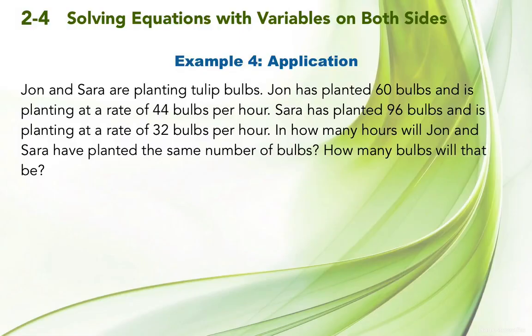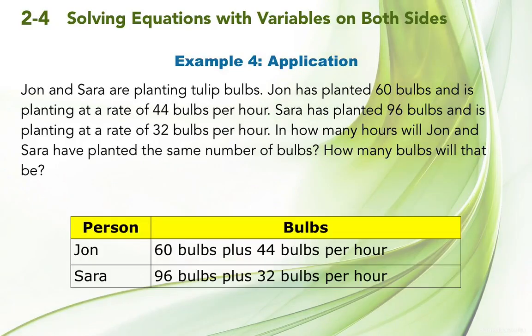Okay, so now we're going to start looking at some word problems that come involved in this. And this one says, John and Sarah are planting tulip bulbs. John has planted 60 and is going at a rate of 44 bulbs per hour. And Sarah is planting 96 bulbs and is planting at a rate of 32 bulbs per hour. So how many hours until John and Sarah have planted the same amount of bulbs? So John's moving a little bit faster, but doesn't have as many bulbs planted. Sarah has a lot of bulbs planted, but is moving a little slower.